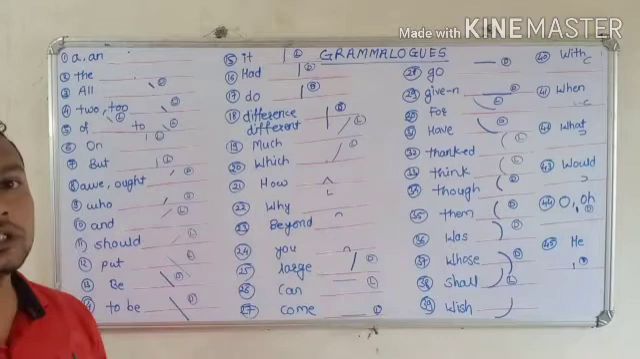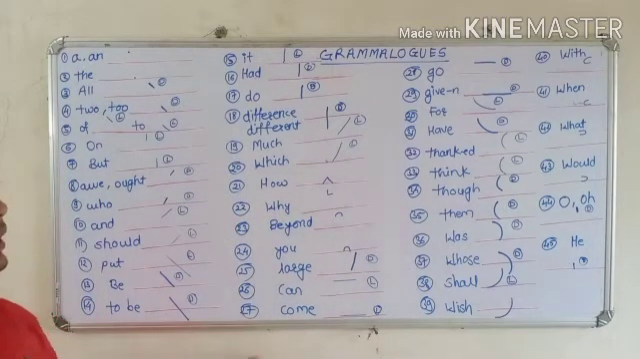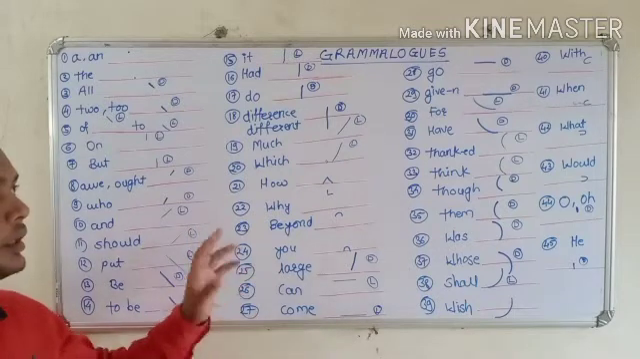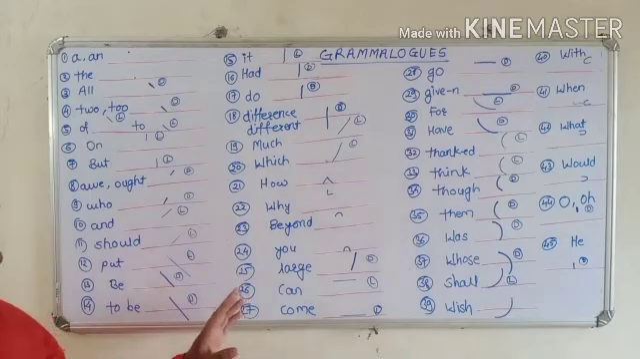Here is the list of Grammalogues. Is that clear? Okay, so practice it, and in the next part we will learn phrases. Is that clear? Okay, thank you.